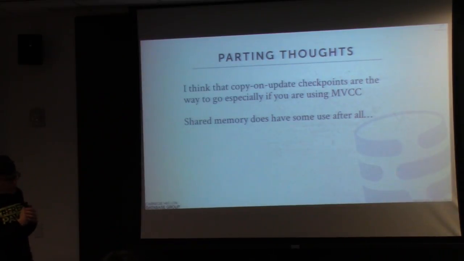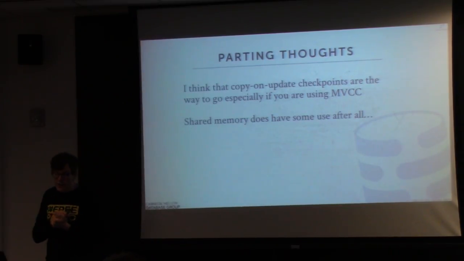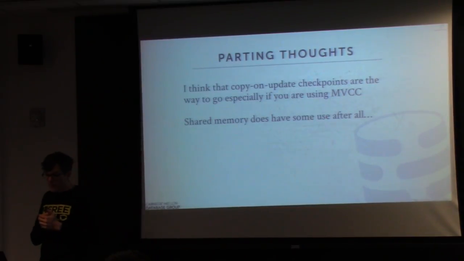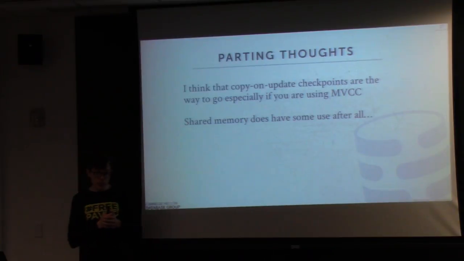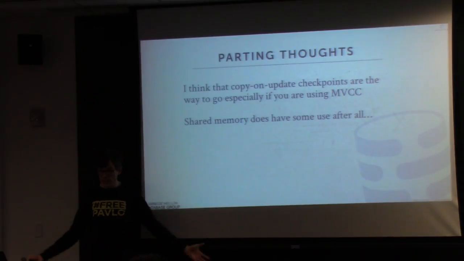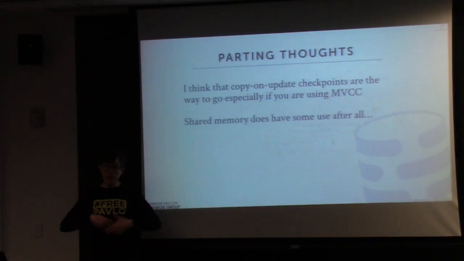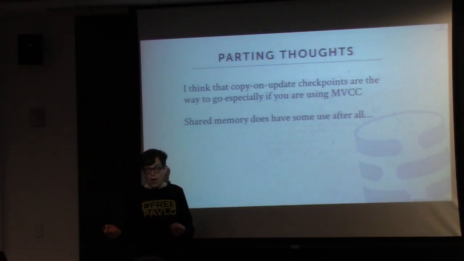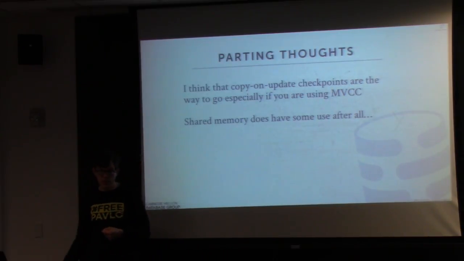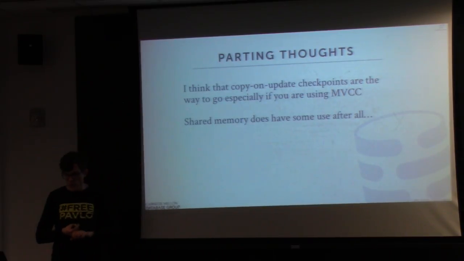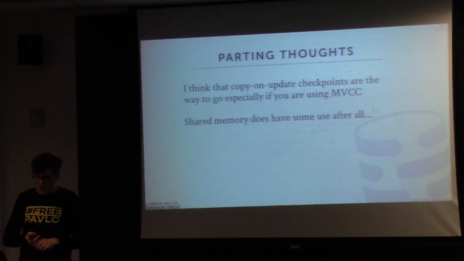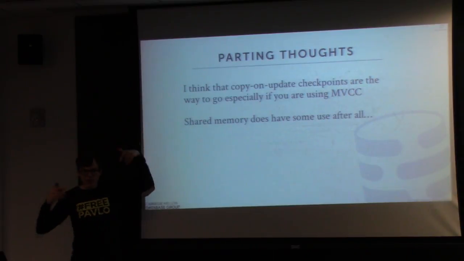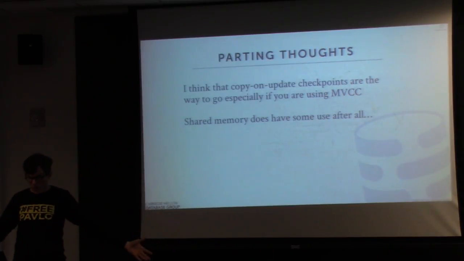All right, so what are my parting thoughts? I think the copy and update approach for checkpoints is the most common way to go. And it's especially easy if you're using multi-version concurrency control, because you get snapshot isolation for free. You're making new copies anyway because you have to make new versions. So all you need to do is find the consistent snapshot and write that out to disk. And like I said, this is what pretty much everyone does today. I also showed that in the case of the Facebook restart approach, shared memory actually has some usefulness after all.